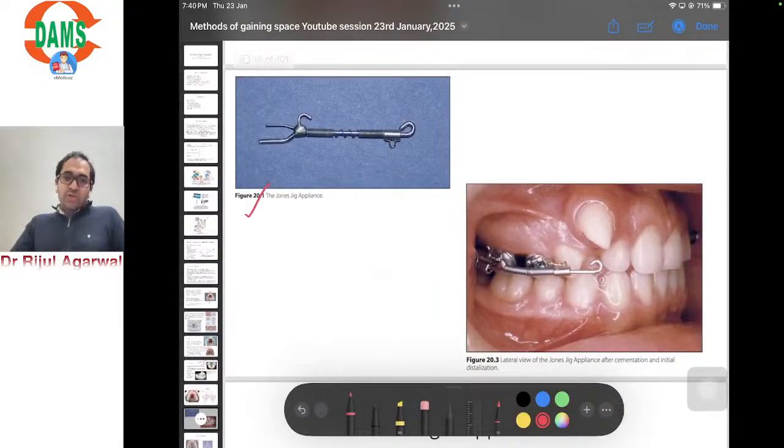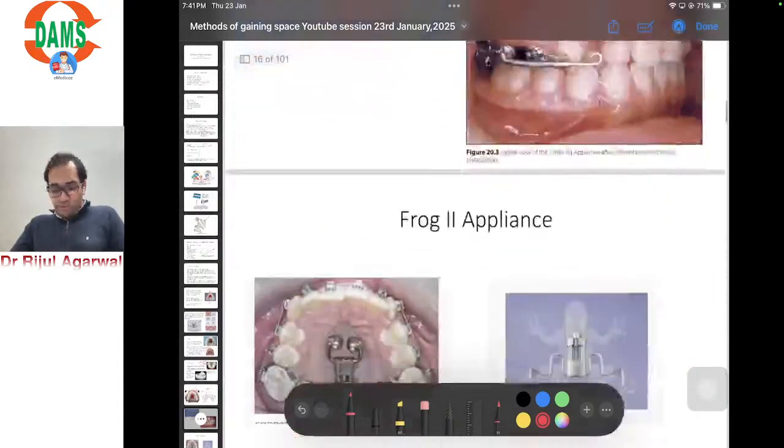Next, this is the Jones Jig appliance. This is the only appliance which acts from the buccal side for distalization. This is how the appliance looks when placed in the mouth.